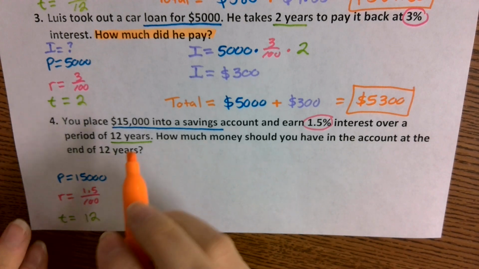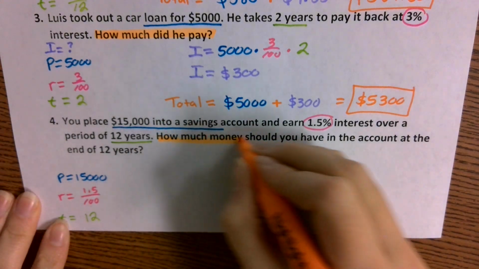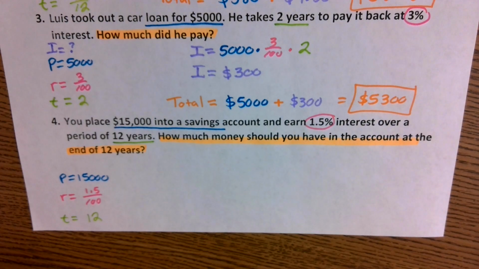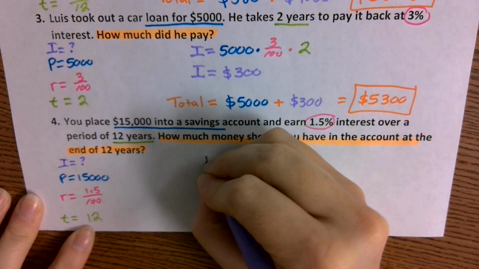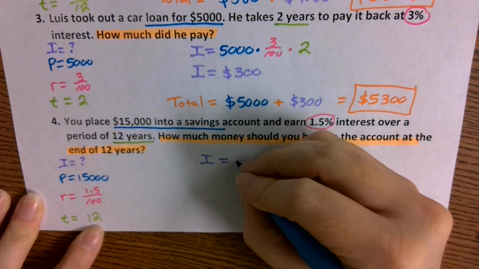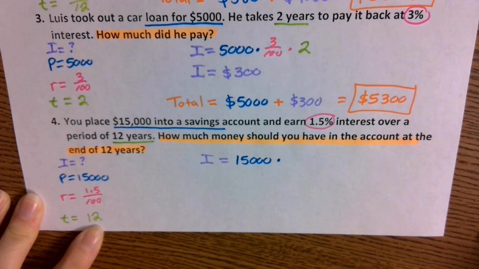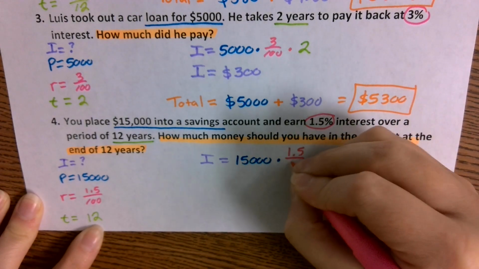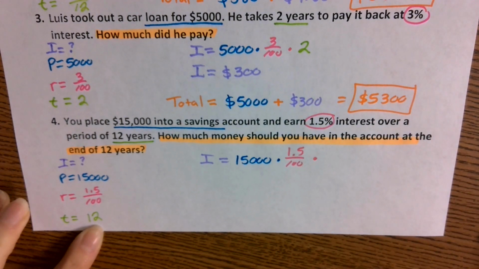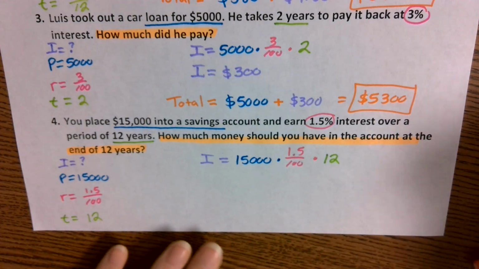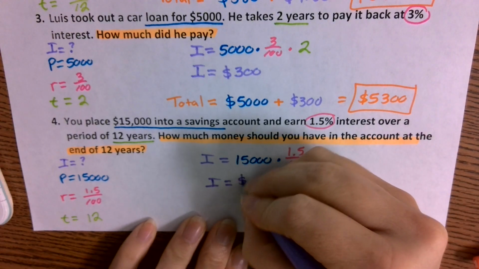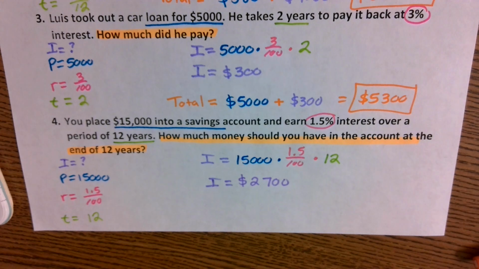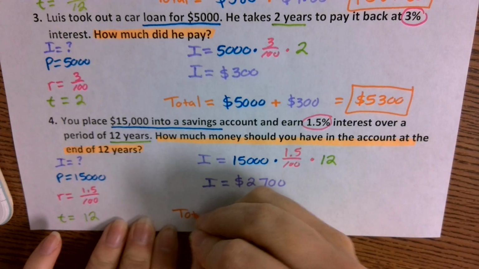Total. Because you're going to have $15,000 and you're going to have your interest. That represents a total. If it was just asking interest, it will literally say how much interest. Okay? So we're going to do interest is equal to 15,000 times 1.5 over 100 times your 12 years. When we multiply all of that together, that's going to come out to 2,700. That's how much in interest he's going to owe. And then we combine those together for our total.